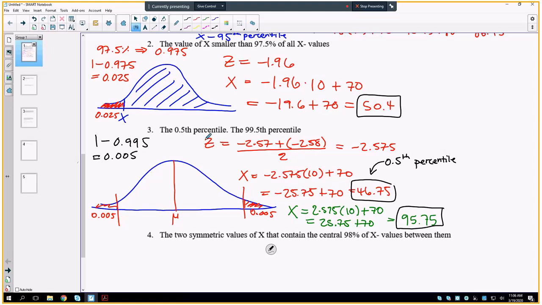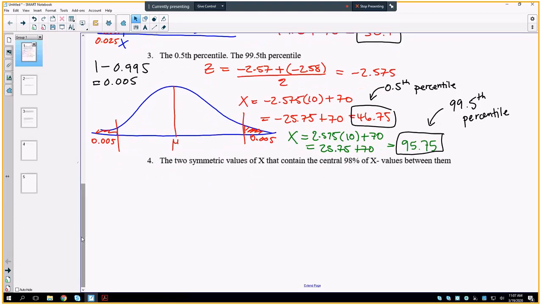So just using what I know about the symmetry of the normal distribution, I can say when x is equal to 95.75, it's bigger than 99.5% of the other x values, or it's the 99.5th percentile. So you can clearly start to see why this is such a powerful method. Okay. So the two symmetric values of x that contain the central 98% of x values between them.